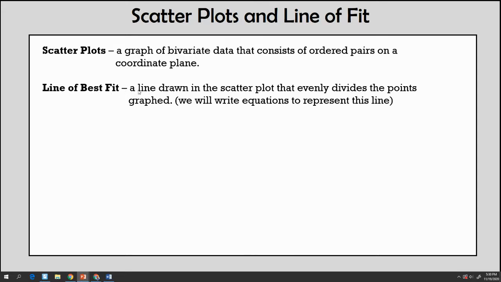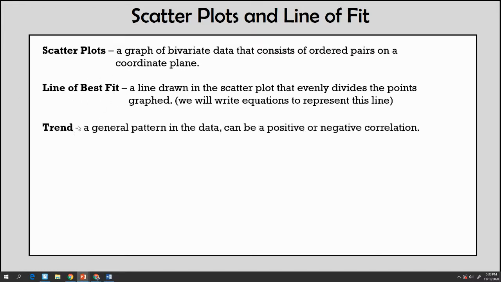The line of best fit is just that. It's a line that we're going to draw in the scatter plot. It's going to evenly divide the points that are graphed. We're just going to draw it down through all the points so that we split the points kind of evenly. Basically, we're going to write equations to represent this line, and we're going to use the line to make some predictions. But we'll show you how this works in a little bit.